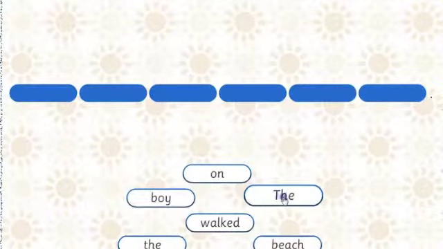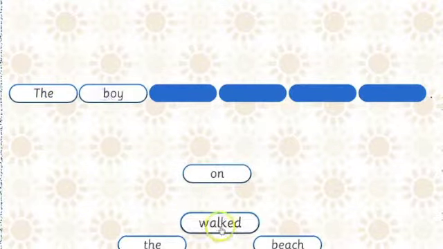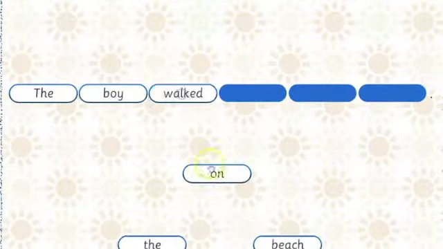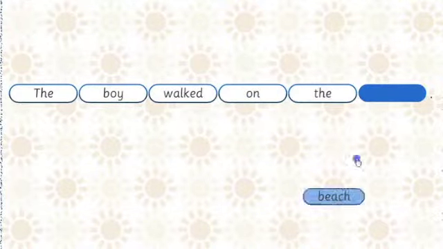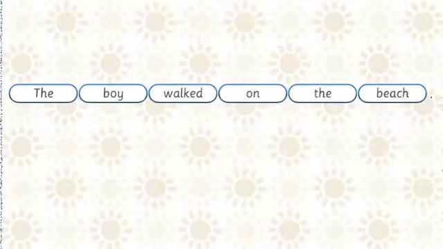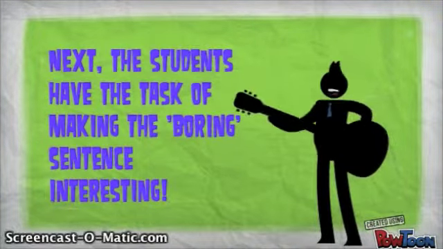First, the students have to unjumble the boring sentence. This process is relatively easy, as it is important that students know proper grammar, knowing that the capital T goes at the start of the sentence. Next, the students are tasked with making this boring sentence interesting. They are given a bank of adjectives which they can insert into the sentence at different places.